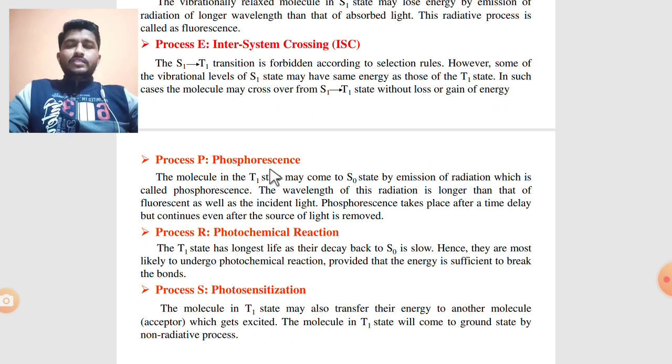Okay, the next one is process P, means phosphorescence. Phosphorescence is similar to fluorescence, means it is a radiative transition, but in case of fluorescence, the vibrationally relaxed molecule from S1 comes to S0 by losing some radiative energy. But in case of phosphorescence, the molecule in the T1 state comes to S0 state by emission of radiation, which is called phosphorescence. The wavelength of this radiation is longer than that of the fluorescence as well as the incident light. Phosphorescence takes place after a time delay but continues even after the source of light is removed.